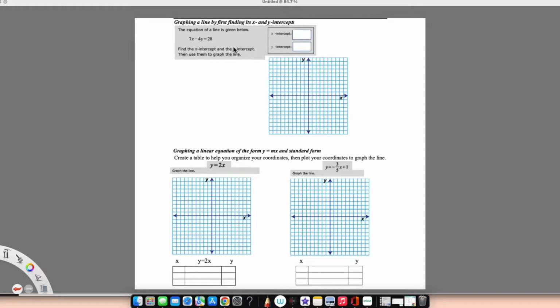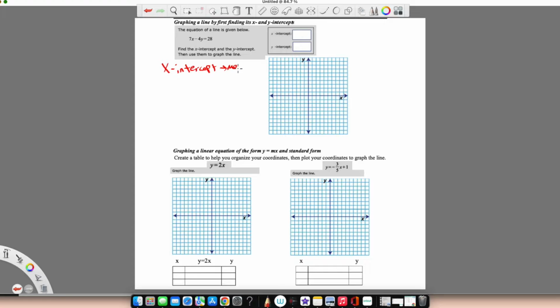So if you remember from the previous video on the basics of how to do this, when I want my x-intercept, I'm going to make y 0. So on this one I'm going to use this equation here, but I'm going to go 7x minus 4 times 0 equals 28. Because on my x-intercept, y would be 0, meaning I'm not going up or down. I'm going to be right on top of this x-axis. So I definitely want y to be 0.